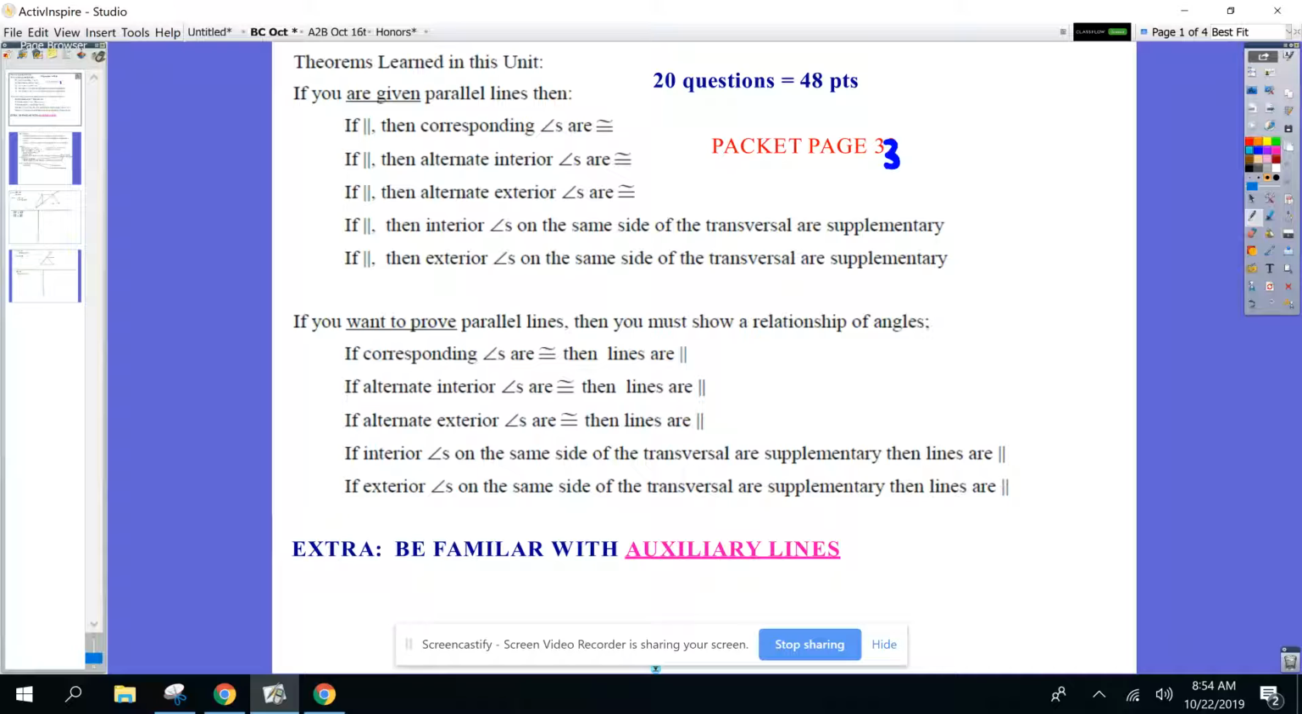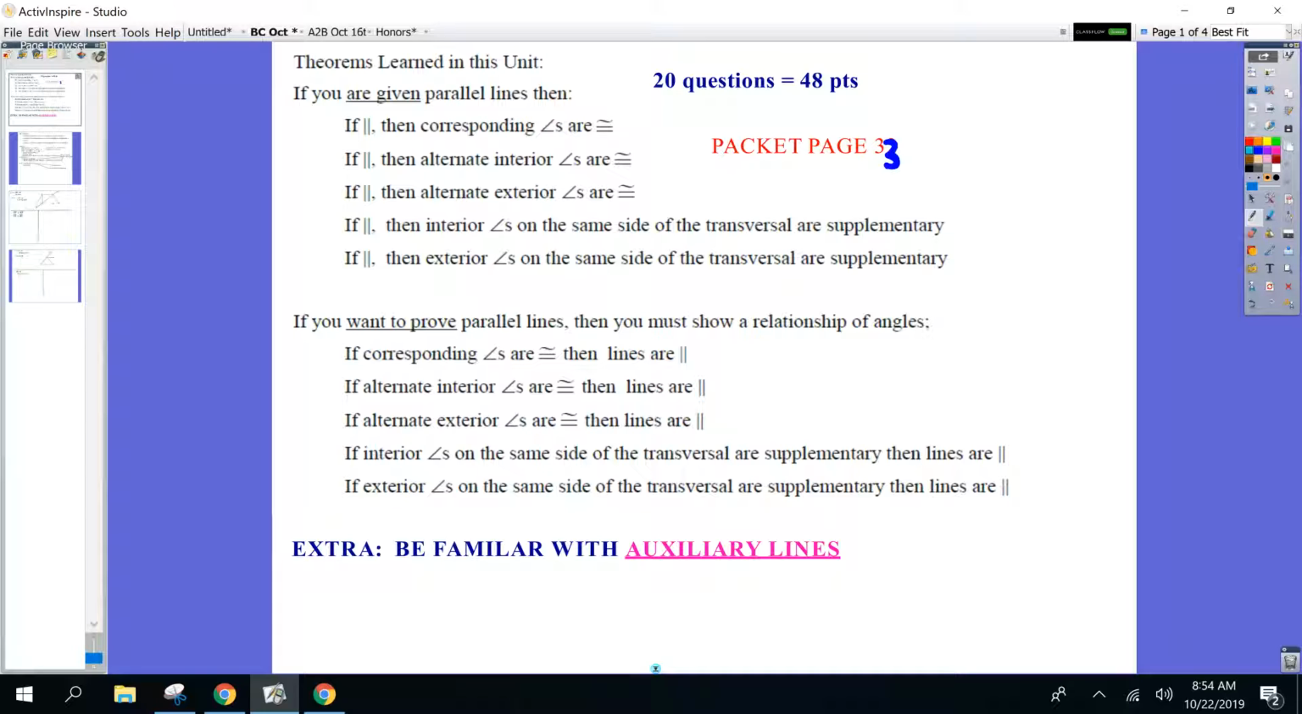Page 33 in your packet. Let's get reviewing for tomorrow. You're going to have 20 questions on that test, all worth 48 points. And yep, I'll be here today after school. If you want to get a big review session going, bring your packet in.